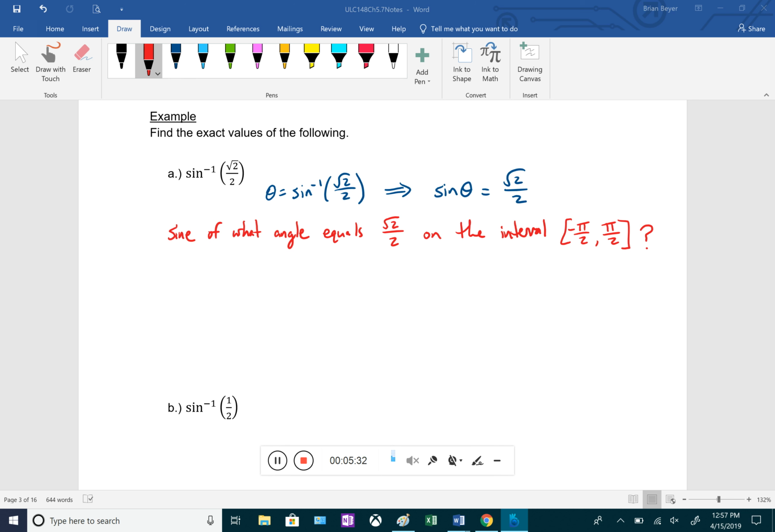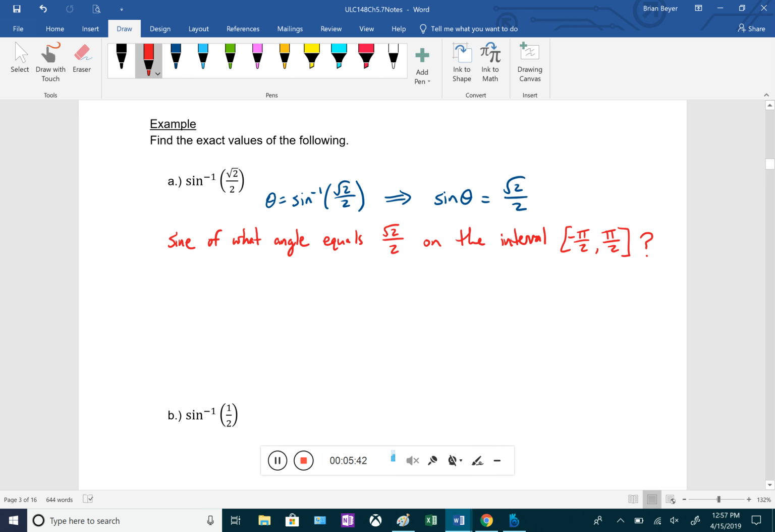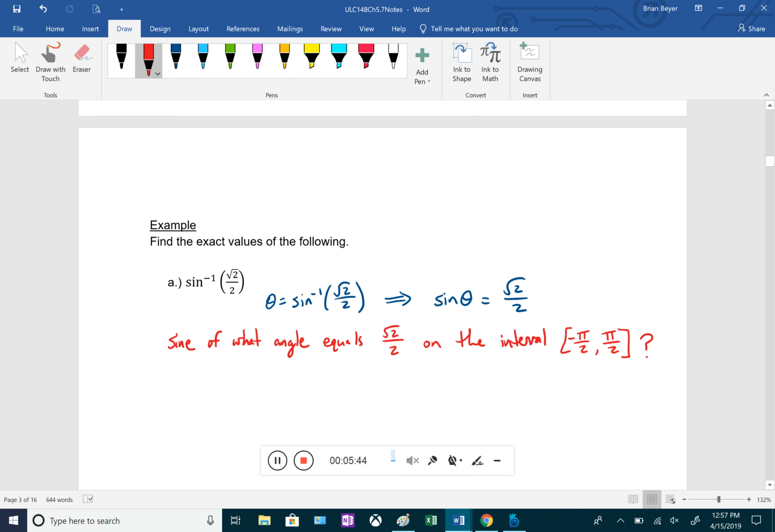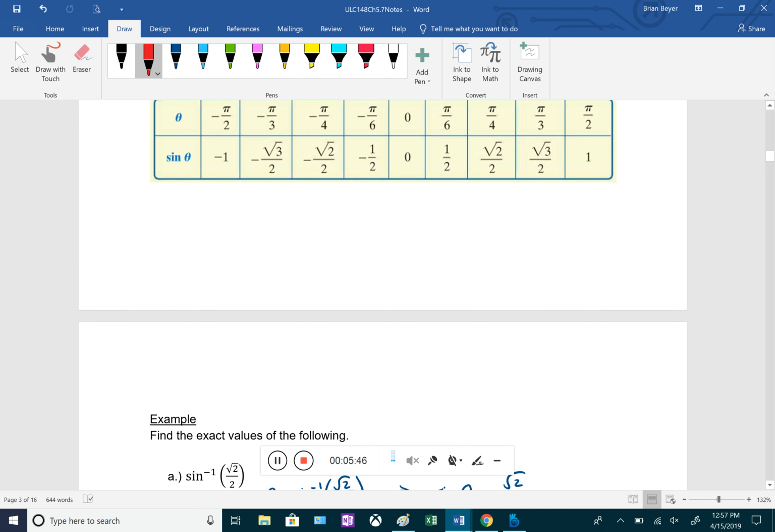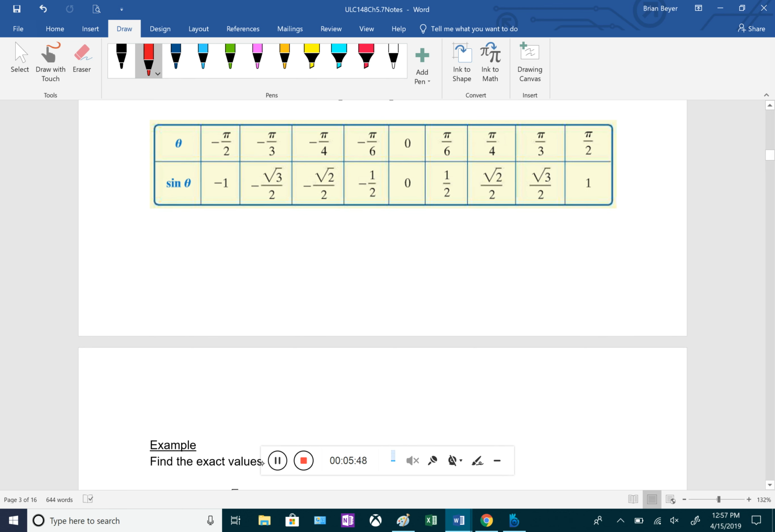Okay, and we are using that interval because that's the restricted domain of sine. So what we can do is, hopefully this is one that we actually know off the top of our head here. There's multiple ways you can do it without using the table right up here. You could think of it using the unit circle, and you'd be using the unit circle from negative pi over 2 to pi over 2, which would be quadrant 1 and quadrant 4.